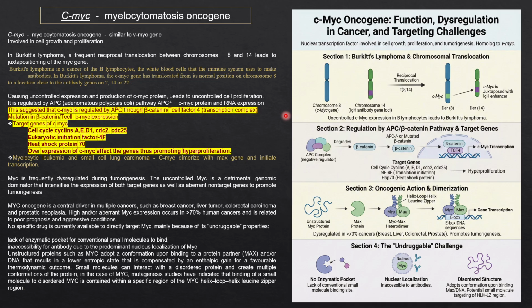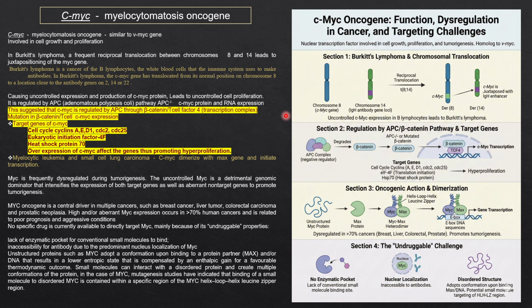This places the CMYC gene under the control of the immunoglobulin heavy chain enhancer, which is highly active in B lymphocytes. As a result, CMYC becomes overexpressed, leading to uncontrolled cell proliferation and tumor development.